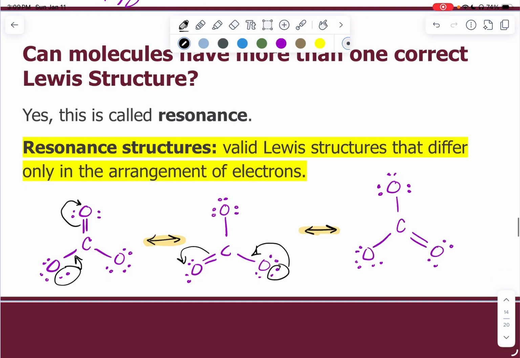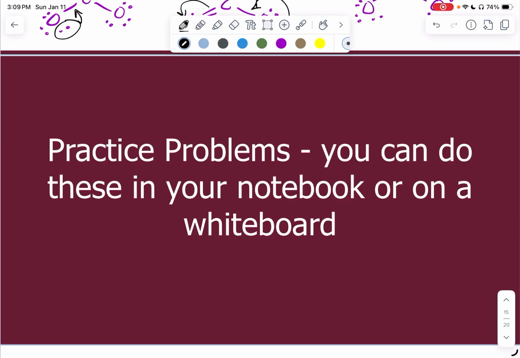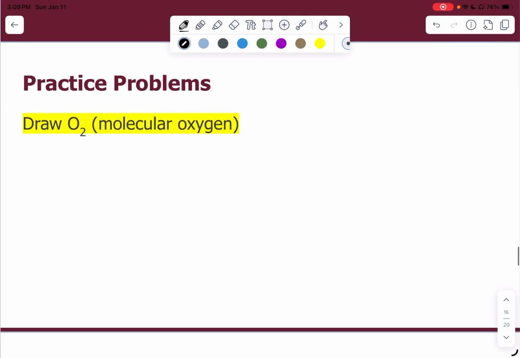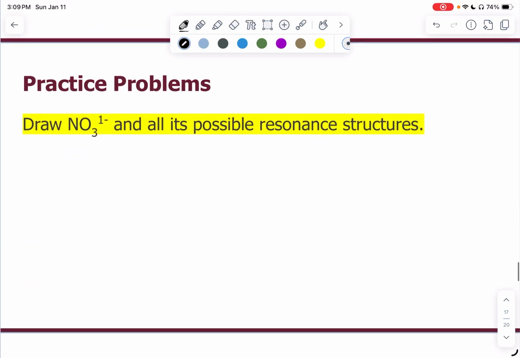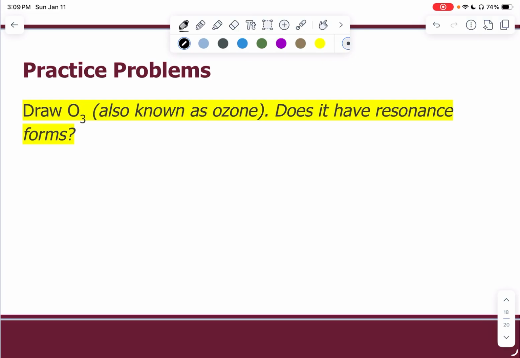All right, so I am going to leave you with a few practice problems to do on your own. Okay, so you can check these in the slides when you're done. I'm not going to do them on the screen. You can do them in your notebook or on a whiteboard and just follow those same steps, right? So we've got O2, we've got nitrate, NO3 minus, and then also its resonance structures. And O3, this is a different molecule. This is ozone. All right. So ozone, it's kind of an interesting molecule. It's a little bit asymmetrical looking. And then question, you don't have to draw them, but does it have any resonance forms?